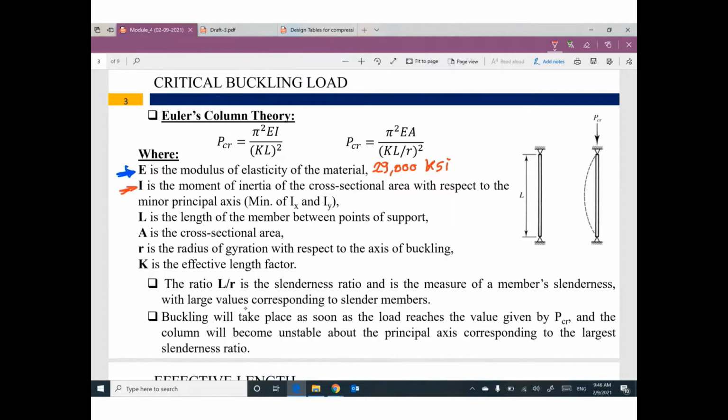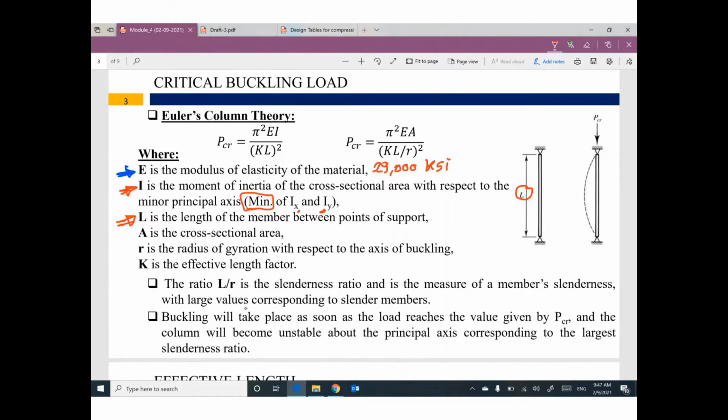I is the moment of inertia of the cross section, Ix or Iy, which one is the minimum value? Because we are looking for the weak direction. So we have two values. If you open any table of section properties, you can find Ix and Iy, moment of inertia about the x-axis and moment of inertia about the y-axis. Which one am I going to use? For buckling, I'm going to use the minimum value. L is the total length of the member.